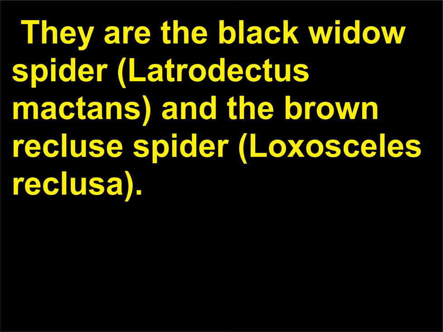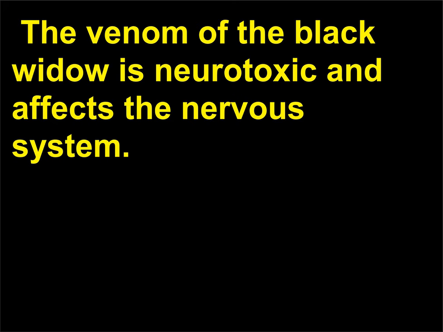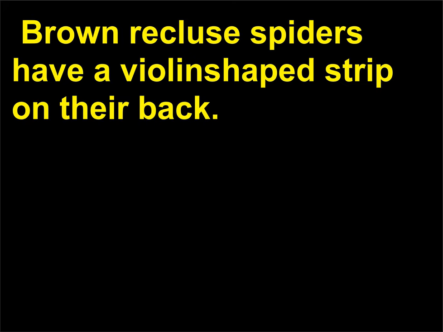Black widows are shiny black, with a bright red hourglass on the underside of the abdomen. The venom of the black widow is neurotoxic and affects the nervous system. About 4 out of 1,000 black widow bites have been reported as fatal. Brown recluse spiders have a violin-shaped strip on their back.